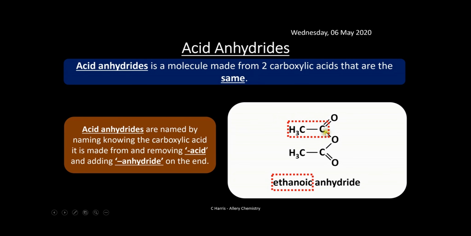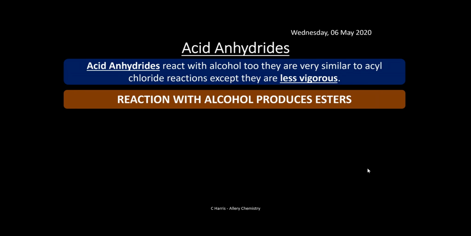It's different if they're different, but you don't need to worry about that for OCR. So for this one, we just name it: find one of the ethanoic acids, one of the carboxylic acids, and we just use that there and just put anhydride on the end. So it's as simple as that.